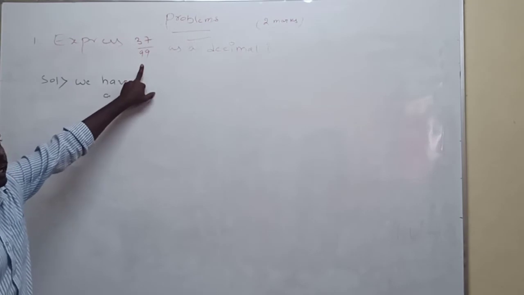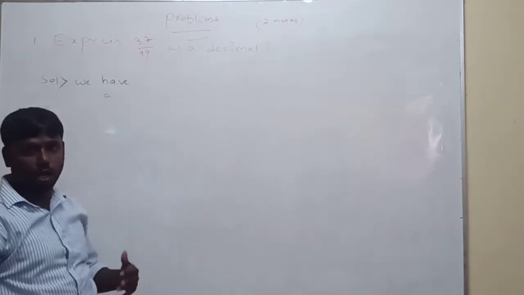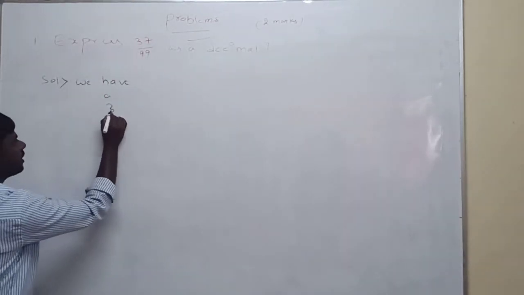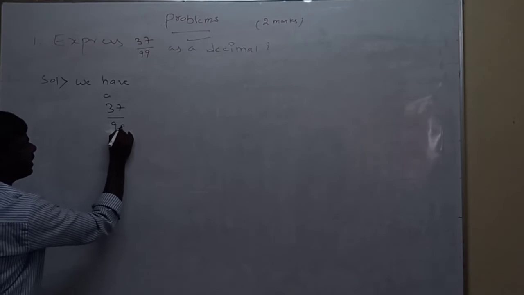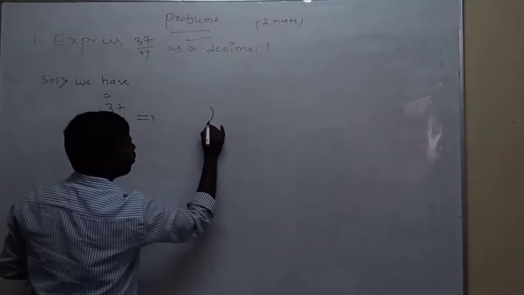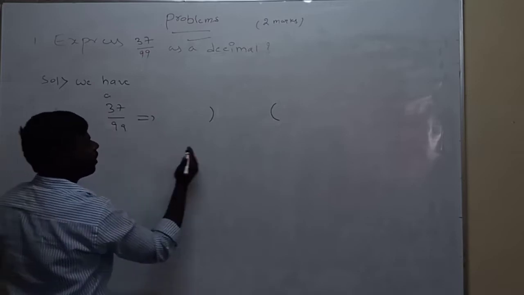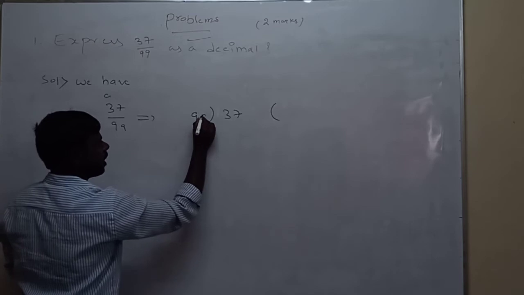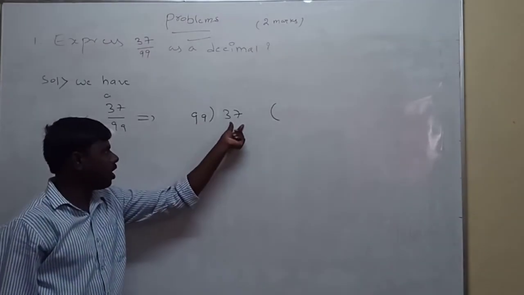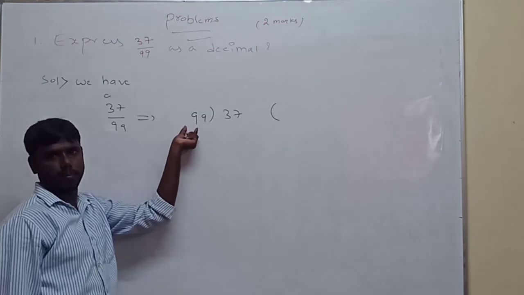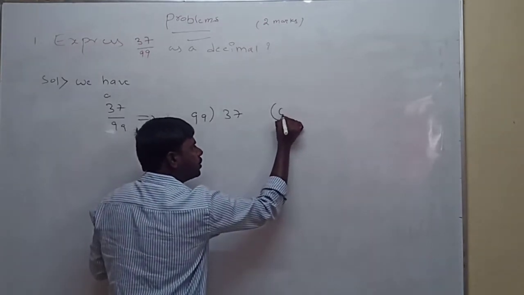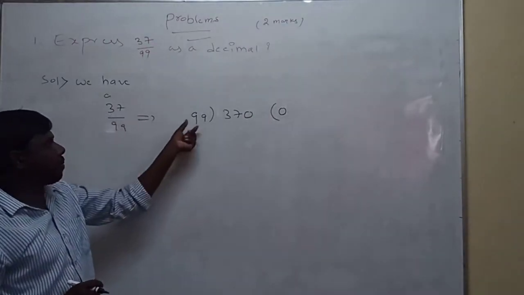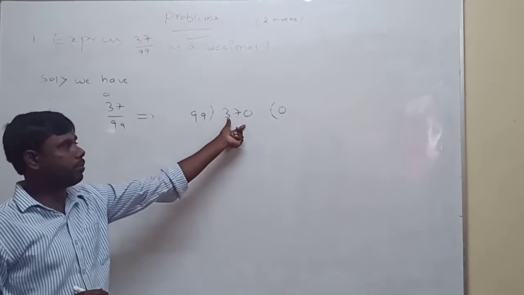37 divided by 99 as a decimal. Before doing the question, the same process. First, what is given: write 37 divided by 99. Take two brackets, write the numerator value in the middle and the denominator value here. Observe that the smaller number is not divisible by the larger number. That's why put the 0 and point. After that you should add the 0 here. The number that should come is 3.